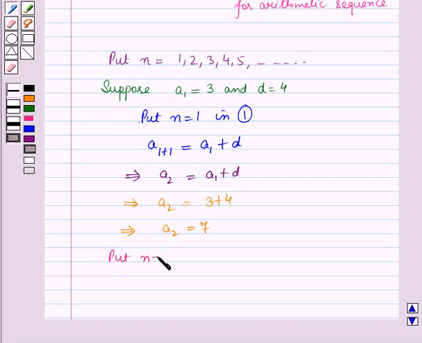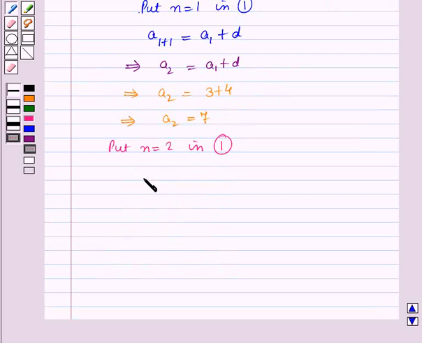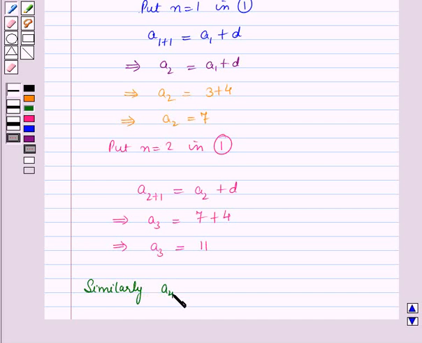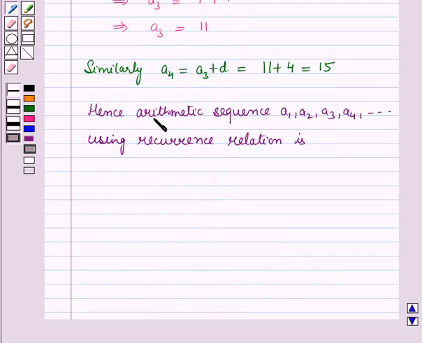And now let us put n is equal to 2 in equation 1. And we have a(2+1) is equal to a2 plus d, which implies a3 is equal to, now a2 is equal to 7, plus d, that is 4, and this implies a3 is equal to 11. Similarly, a4 is equal to a3 plus d, which is equal to 11 plus 4, which is equal to 15. Hence, the arithmetic sequence a1, a2, a3, a4 and so on, using the recurrence relation, is given by: a1 is 3, a2 is 7, then a3 is 11, then a4 is 15, and so on.